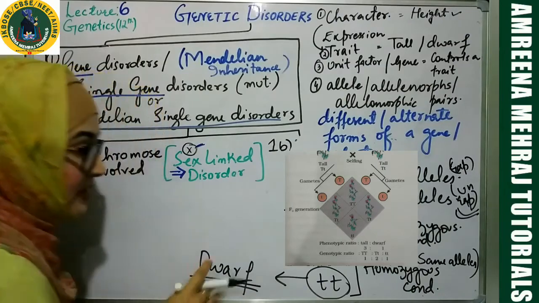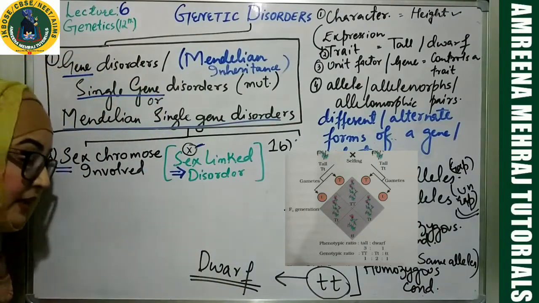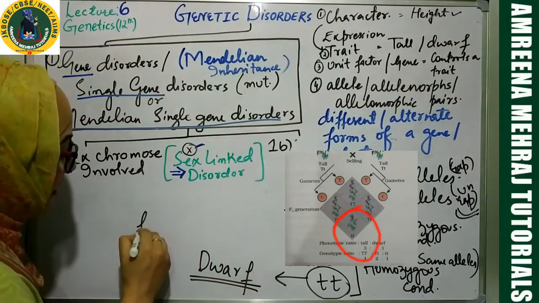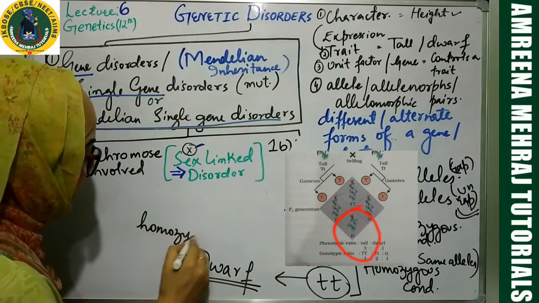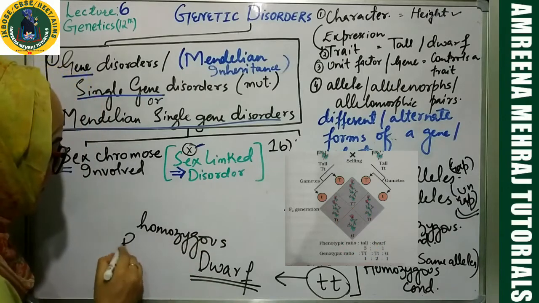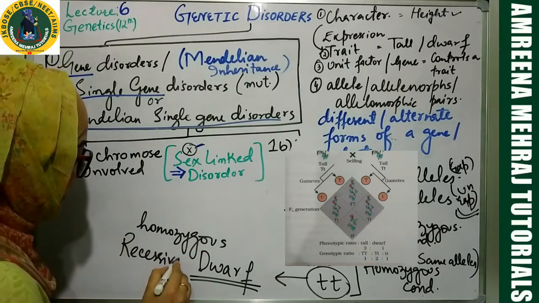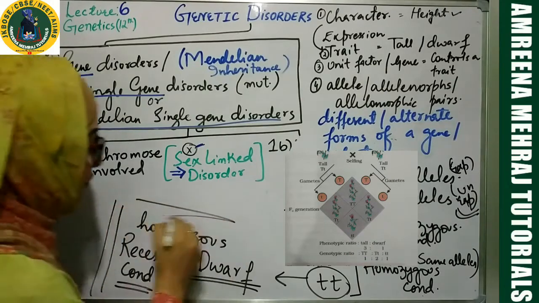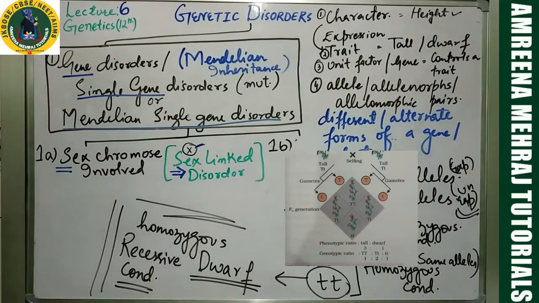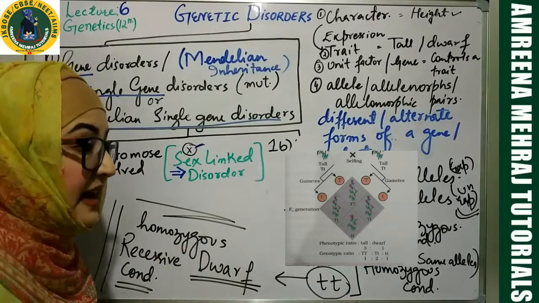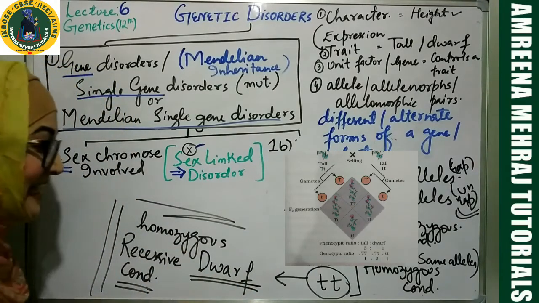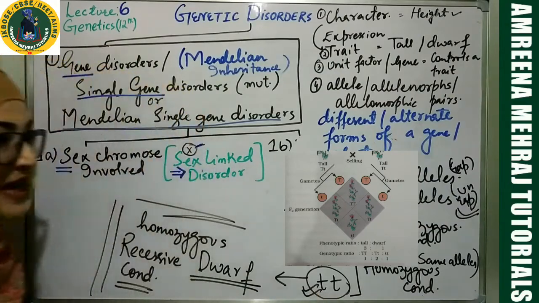Although dwarfness was a recessive trait, plants will be able to express this trait also, but under what? Under homozygous recessive condition. This is the fundamental thing of your genetic disorders. Okay, so recessive traits are expressed. Under which condition? They appear under homozygous condition.